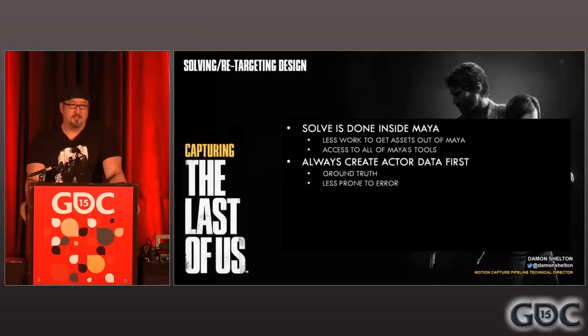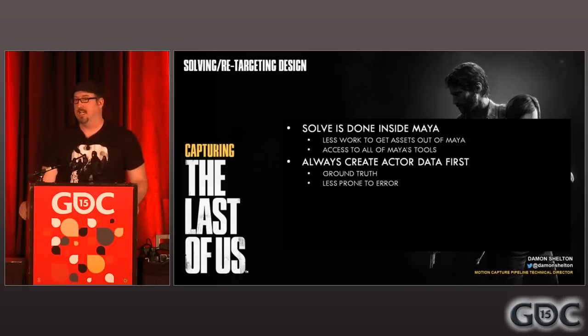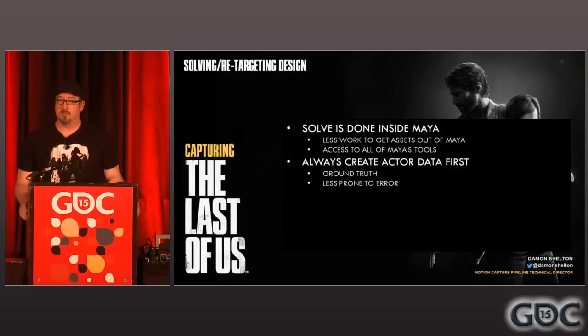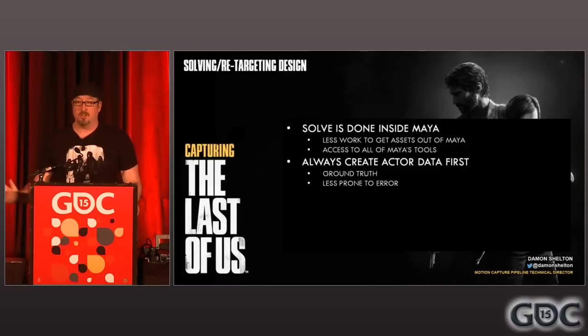I am a strong advocate of always recreating the actor data first. That gives you your ground truth, and once you have that data, you can actually reuse it all over the place. Some pipelines, not ours, would go straight to the characters to make it faster, get that turnaround, and then you're stuck retargeting data from already retargeted data back to other characters, and you're getting that extra level of loss when there's big differences.